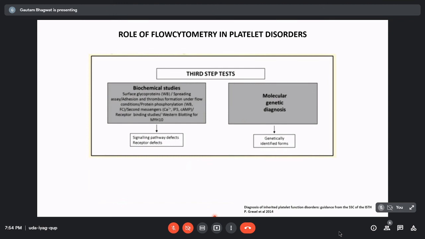So in short, there is a definitive role of flow cytometry because there are defects in the antigens. So any monoclonal antibody targeted against these antigens would give us at least a very good screening for these rare diseases.